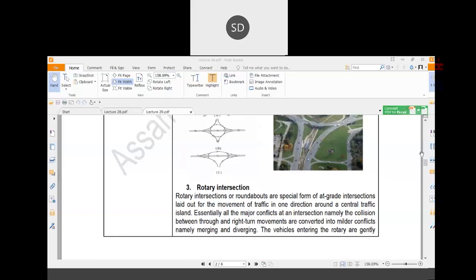Now, a rotary intersection is more economical or more functional when two or more roads with the same priority meet at nearly 90-degree angles with each other. In that case, you can provide the rotary intersection. One major disadvantage of the rotary intersection is that it requires more space to build that intersection.